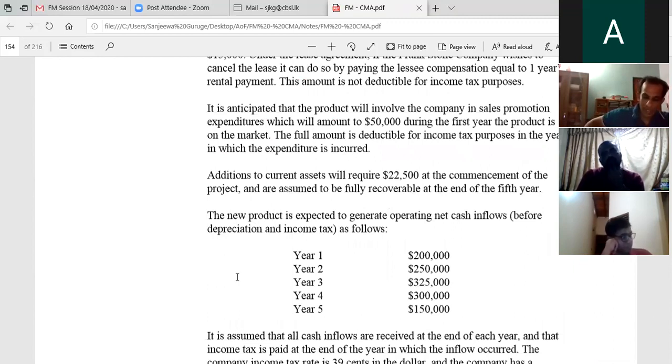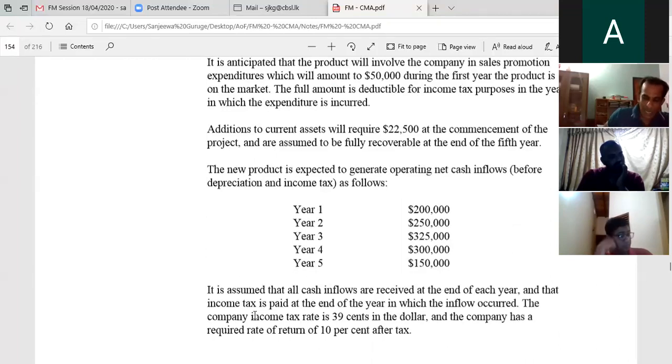It is assumed that all cash inflows are received at the end of each year, and that income tax is paid at the end of the year in which the inflow occurs. The company income tax rate is 39 cents in the dollar, and the company has a required rate of return of 10% after tax. Then, for the printing mistake, you can write the next point: calculate NPV, IRR, and payback period. Otherwise, there is nothing to do. So please note down: calculate NPV, IRR, and payback period. Okay, so let's do this question. Calculate NPV, IRR, and payback period, PBP.